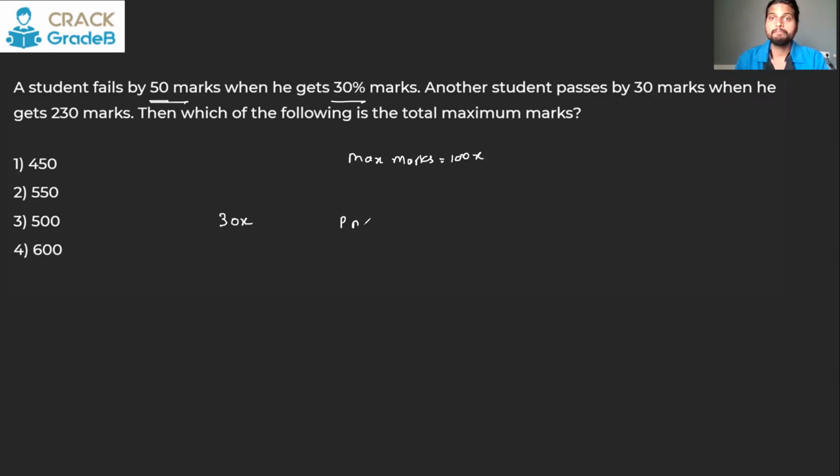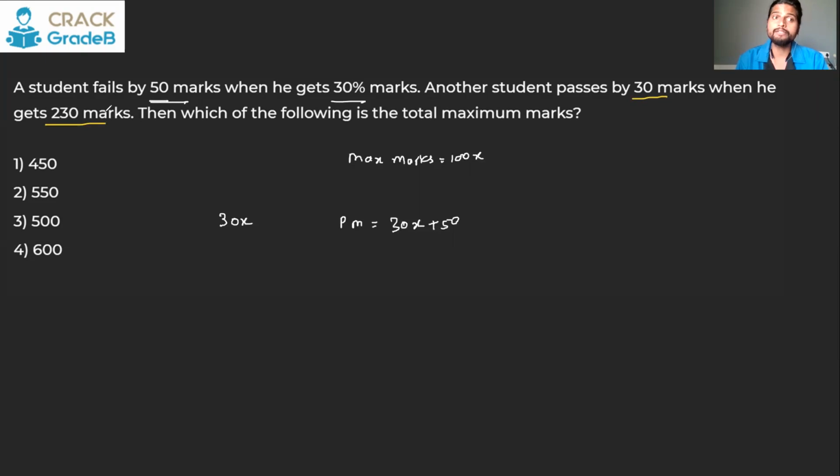That means the passing marks are 50 more than his marks. So passing marks are 30x plus 50, 50 more because he failed by 50 marks. Another student passed by 30 marks. Passed by means he got 30 marks more than the passing marks.